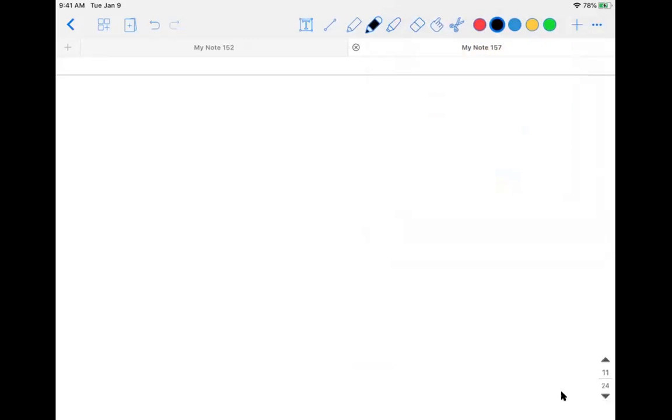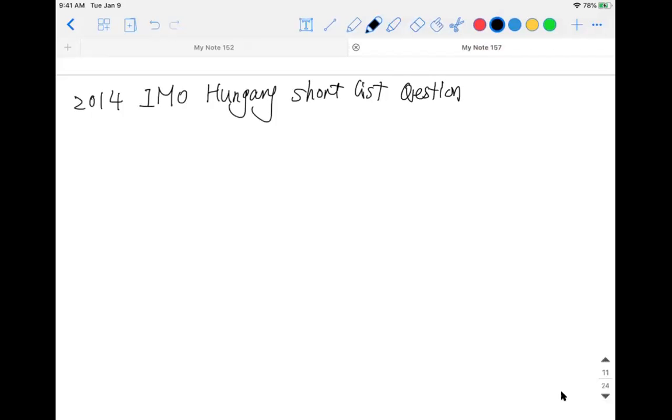So this is a problem from 2014 IMO, Hungary shortlist question. So this question goes like this. I define a number I call a double number. A double number is defined in such a way that 2 instances of the same decimal form of any positive integer are put side by side.